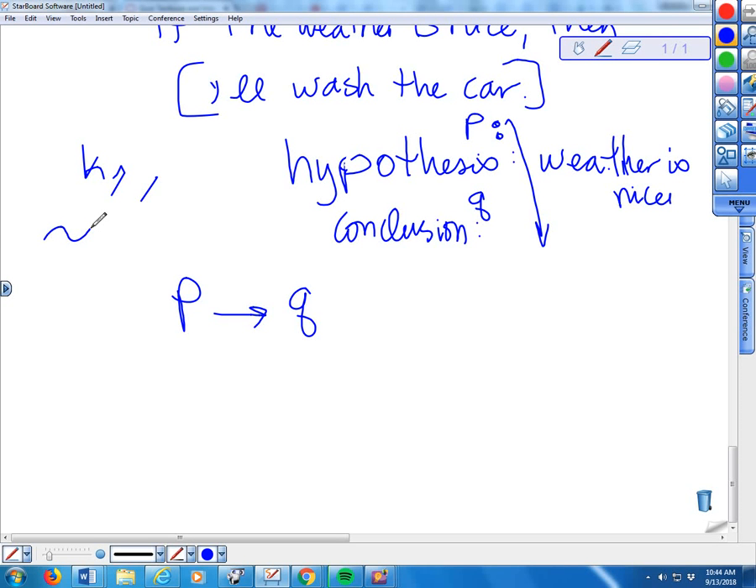That symbol means not. The opposite of whatever it is. Okay? So, this is my original statement. To get the converse, I switch Q and P. So this conditional statement now reads, if I wash the car, then the weather is nice. Everybody follow? The converse just switches the original hypothesis and the conclusion, and they become the hypothesis and the conclusion.